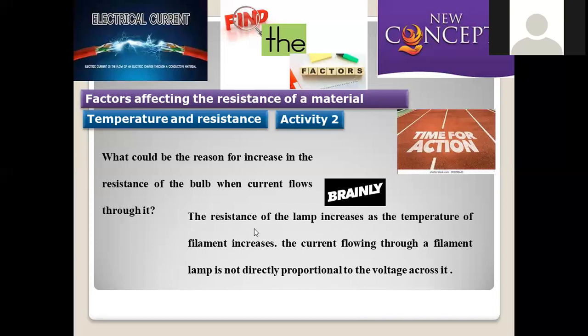Resistance is a parameter which opposes the flow of current. The current flowing through the filament lamp is not directly proportional to the voltage across it. Here, current flow is not exactly related to the voltage. If voltage increases, the strength of current also increases, but there is no such direct relationship. Both are individual properties. Current is in amperes, voltage is in volts. Both are individual properties and both are required to be supplied in order to illuminate the bulb and perform the activity.